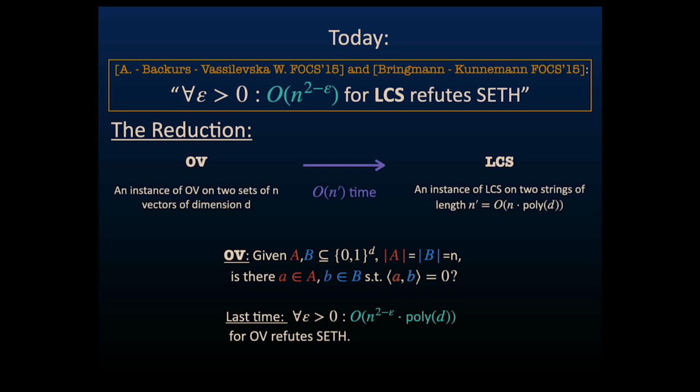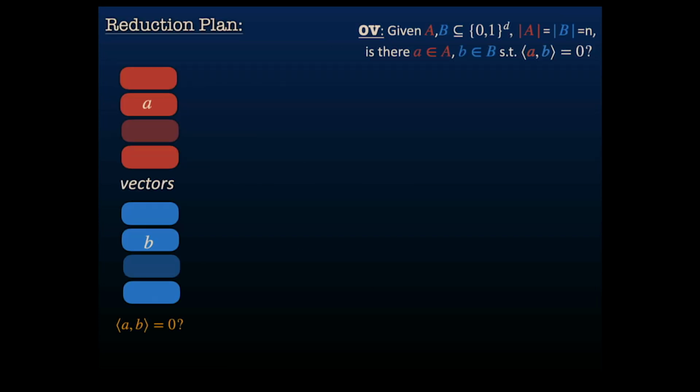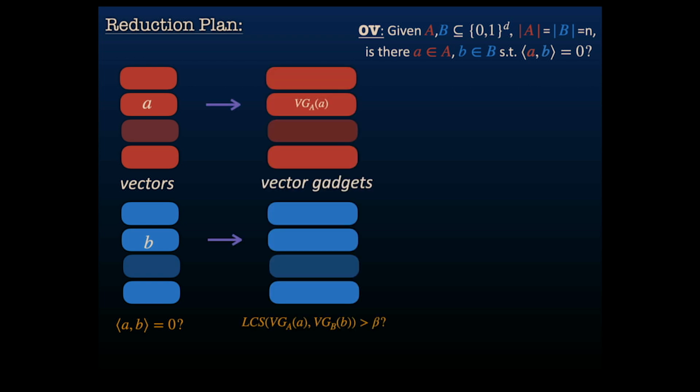Okay, and so now we're going to take OV and reduce it to LCS. And the length of the strings we're going to create are like n times poly D, which is near linear, so it's fine. I'm going to tell you the plan, and then I'll ask you how to implement this thing. But the plan is pretty obvious. You're going to take your vectors, and then you're going to encode them with some gadgets. These are strings that encode the vectors. We're going to have the red gadgets and the blue gadgets. They'll be defined a little bit differently.